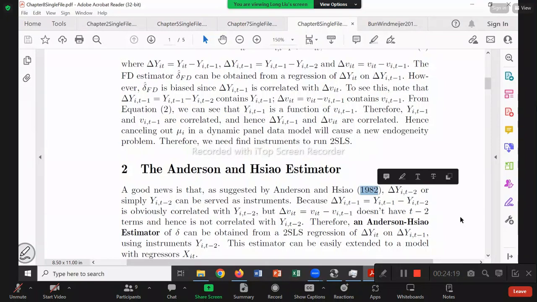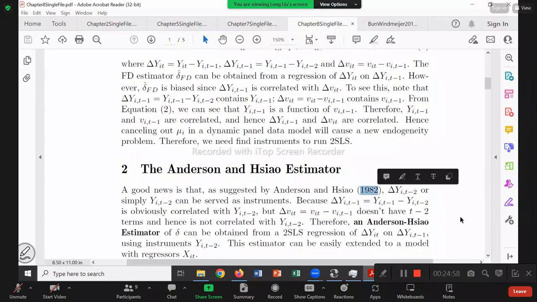Later on, at this stage, nobody uses the Anderson and Hsiao estimator anymore, because now we have even better solutions, better in the sense of being more efficient than Anderson and Hsiao. In other words, Anderson and Hsiao proposed an instrument, right? But later on, people found out that if y t minus 2 could be used as an instrument, we can find more instruments. For example, y t minus 3 can also be used as an instrument, right?